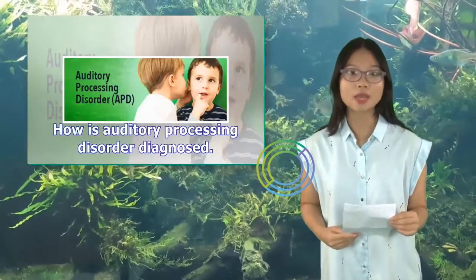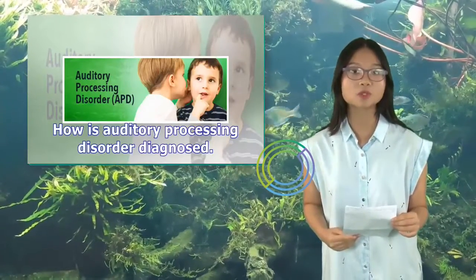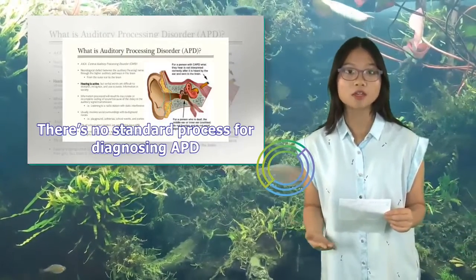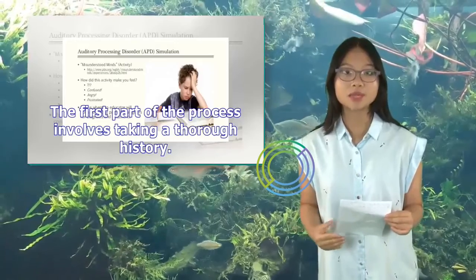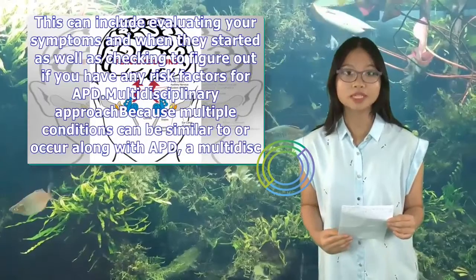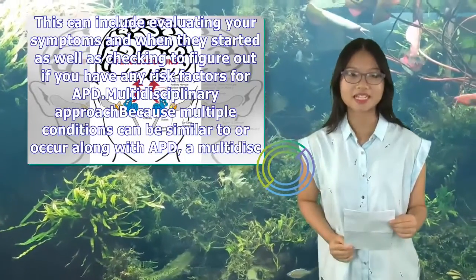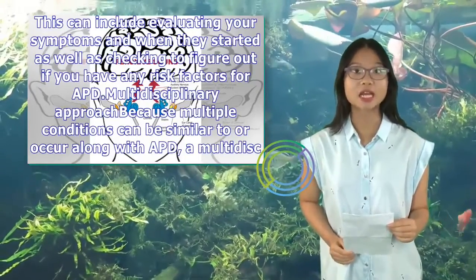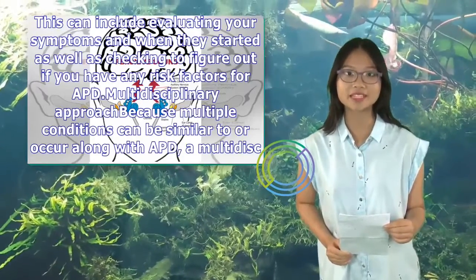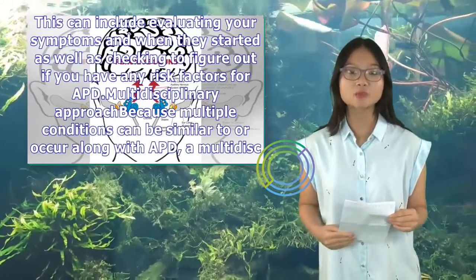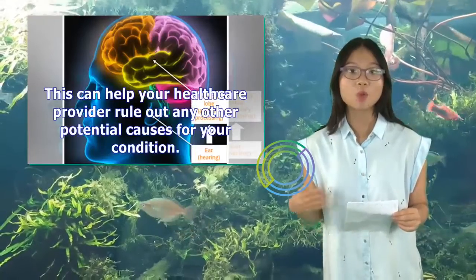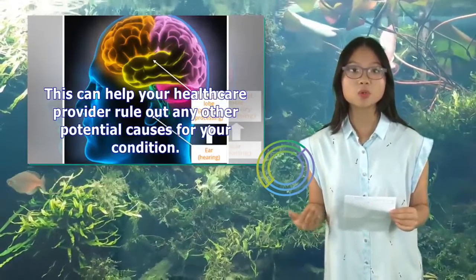How is auditory processing disorder diagnosed? There's no standard process for diagnosing APD. The first part of the process involves taking a thorough history. This can include evaluating your symptoms and when they started, as well as checking to figure out if you have any risk factors for APD. Multidisciplinary approach. Because multiple conditions can be similar to or occur along with APD, a multidisciplinary approach is typically used to make a diagnosis. This can help your healthcare provider rule out any other potential causes for your condition.